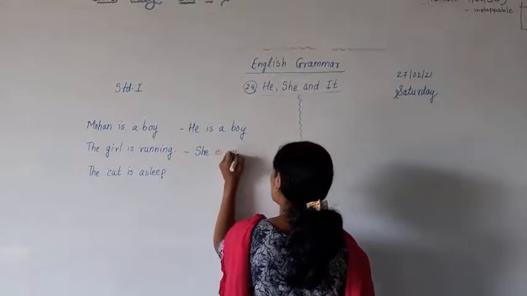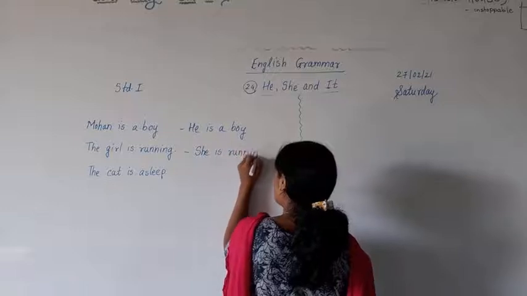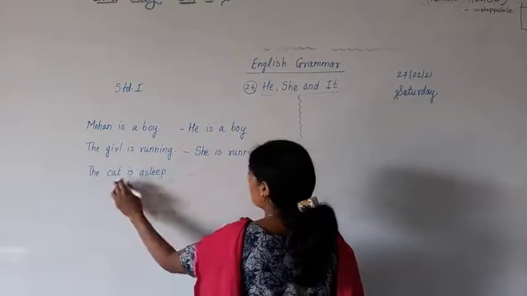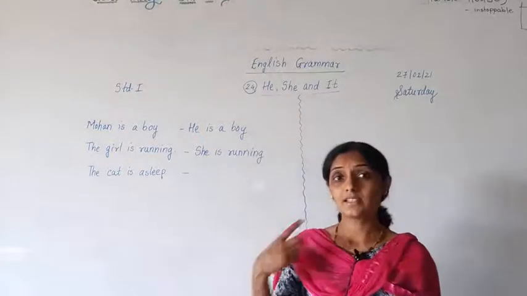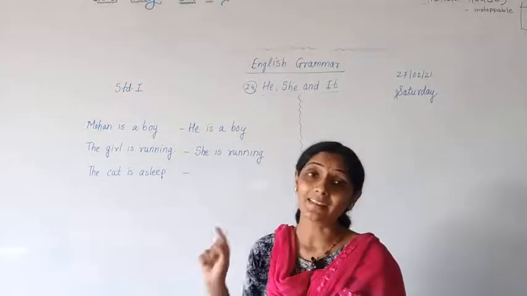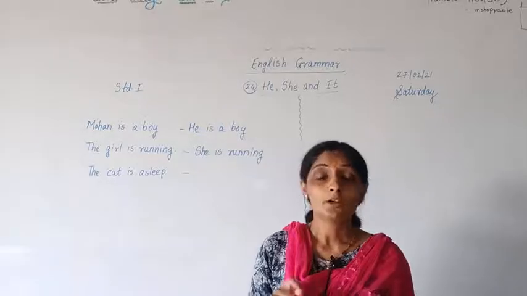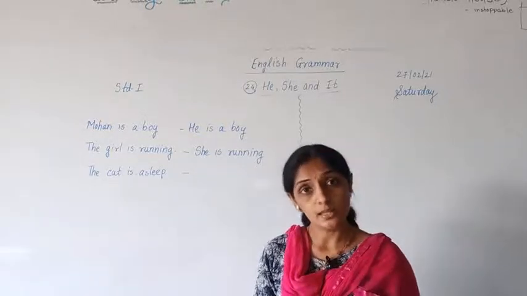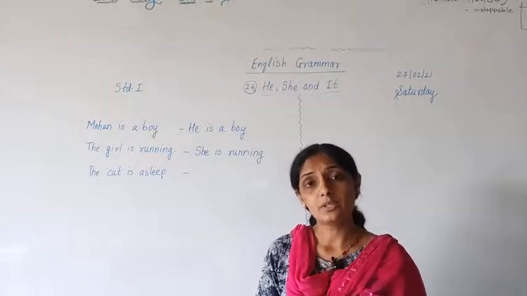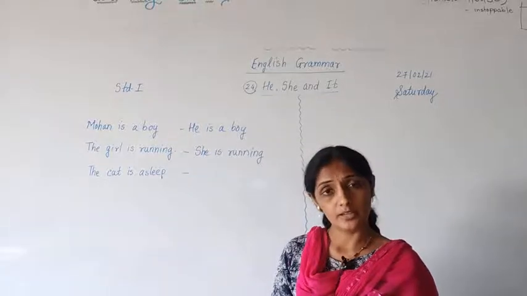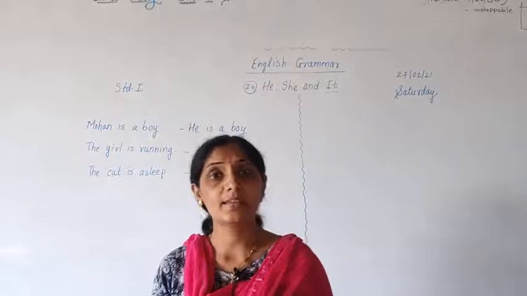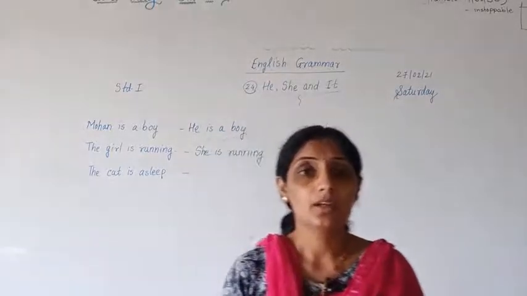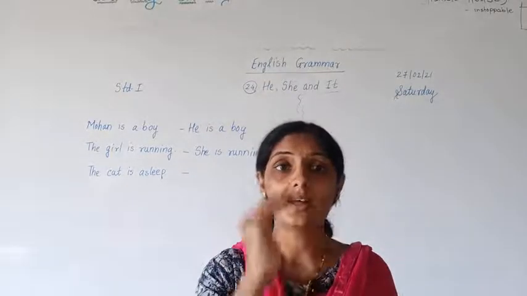She is running. Here, the cat is asleep. Okay, the cat is asleep. Now do you know whether that cat is he or she? Is it masculine gender or is it feminine gender? In Marathi you call it Purlinga and Strilinga.